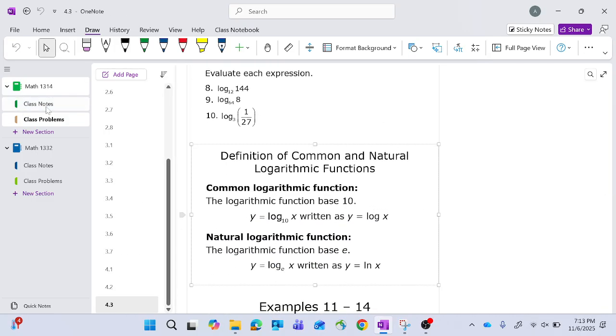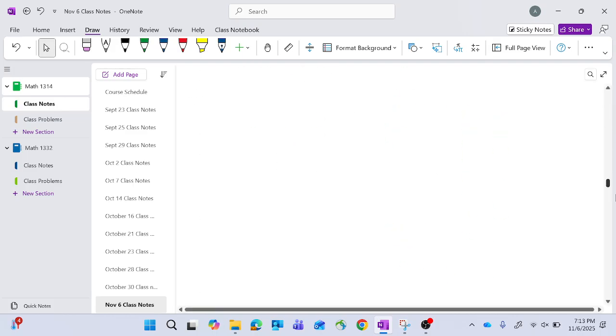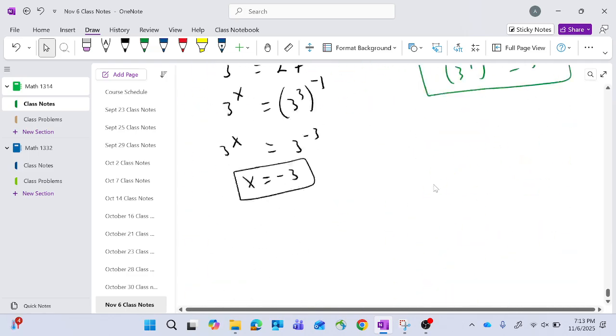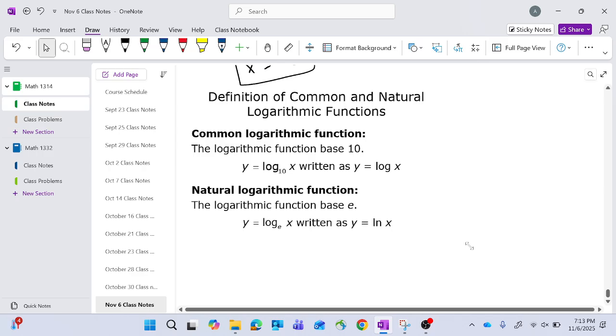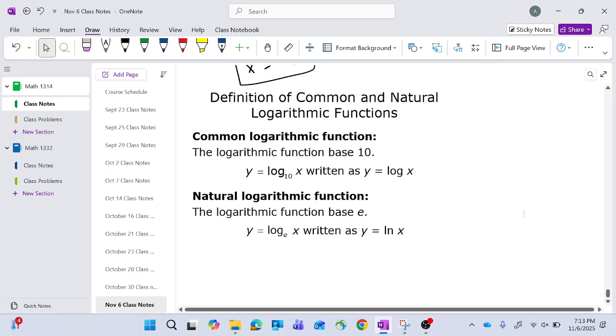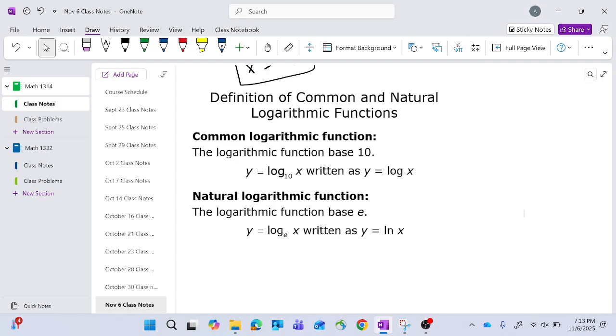Definition of common and natural logs. So these aren't anything special. They're just very common logs. They have special notation, but they don't have any special rules. They just have special notation because they're really commonly used. We have the common log. That's base 10. Because base 10 is so commonly used, all we do is say y equals log x. So anytime you don't see a base, that means it is base 10.